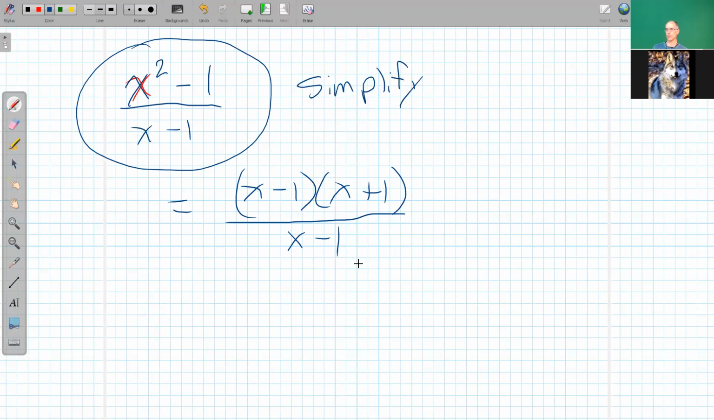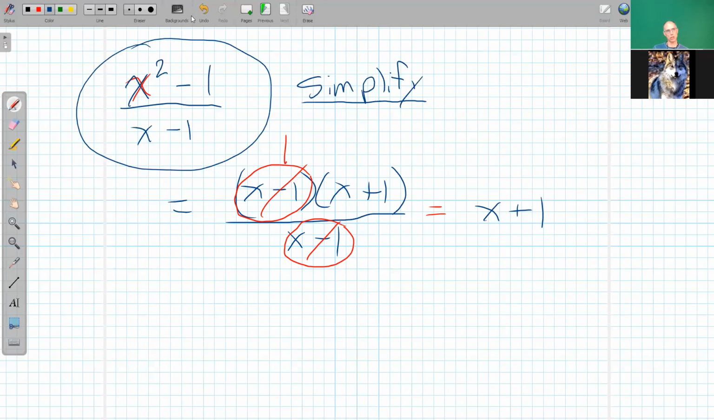What can I do next? Simplify. Okay, what do you mean by simplify? Simplify in math, unfortunately, means a lot of different things. Taking out. Okay, so taking out, in this case, means I have a factor of x minus 1 on the top. I have a factor of x minus 1 on the bottom. A number divided by itself is 1. 1 times x plus 1 is x plus 1.